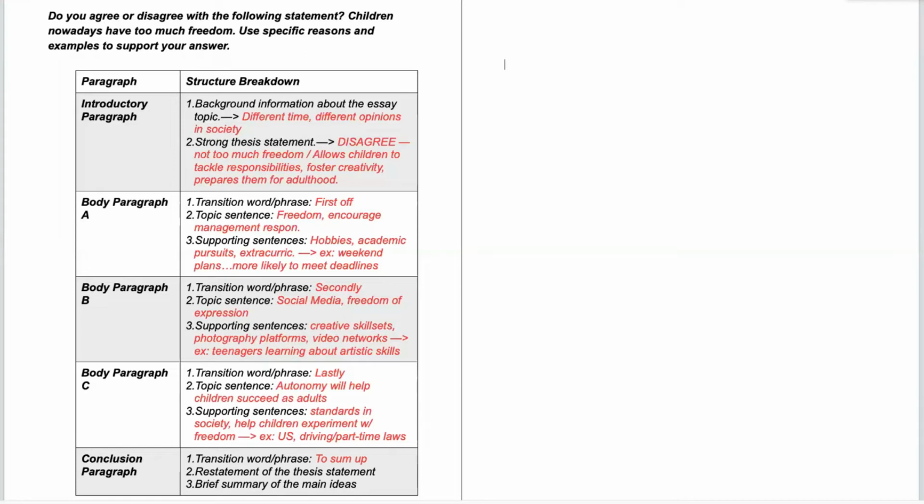So remember, I'm going to start looking at number 1 for my ideas, and I'm going to say, "Just as society continues to evolve, opinions regarding childhood development have also changed over time." Remember, this is exactly what I was thinking about when I was talking about different time and different opinions. So that is my background information. I'm not going to stop there though. I'm going to include just one more sentence and give an example of this.